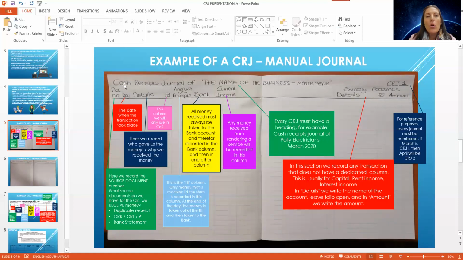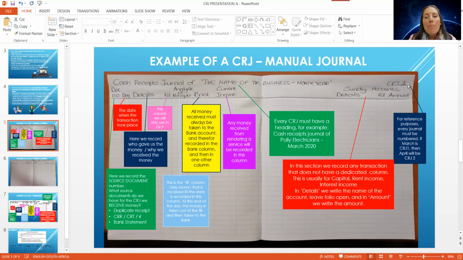So we always start with cash receipts journal of, and then you write the name of the business. Now let's say it is Benny's handyman service, then you will write the cash receipts journal of Benny's handyman service. Then you make a dash, then you write the month and the year, for example, March 2020. So for your CRJ, this is how your heading should look. Then we look, you'll see there's a little bit of a space, and we normally write it towards the end of the double page.